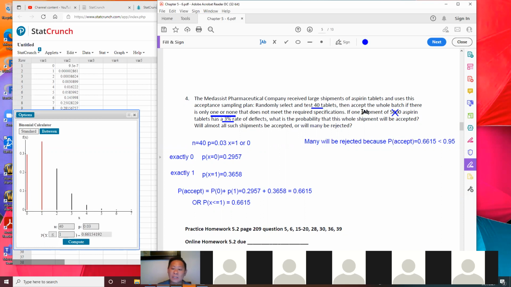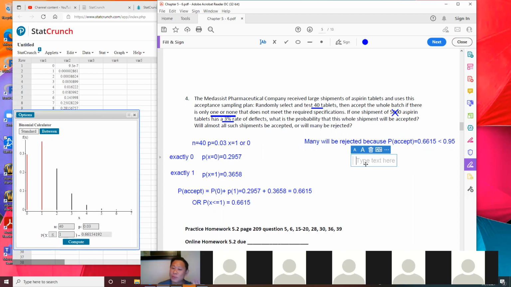So in this case, your answer will be many will be rejected, because your probability is too small. 66% is not high enough. 95% and above is considered good, which means you'll be accepting the shipment. Wait, where did you get the 95% from? It's the 5%. Remember the 5%, less than 5%? Now we do the opposite of 5%, which is 95%. Oh, okay. Yep.